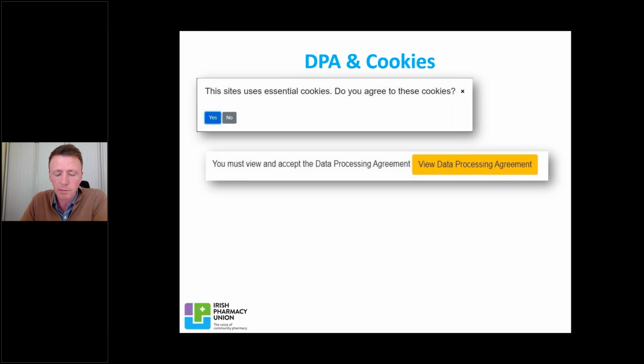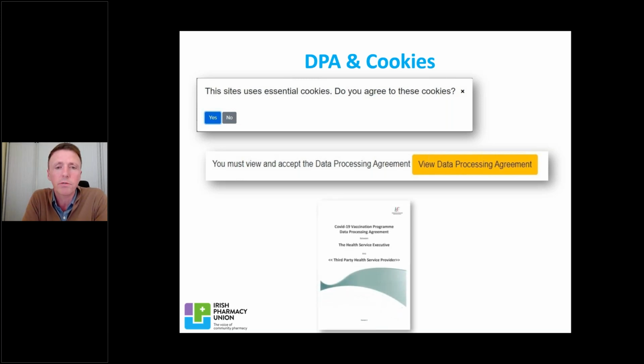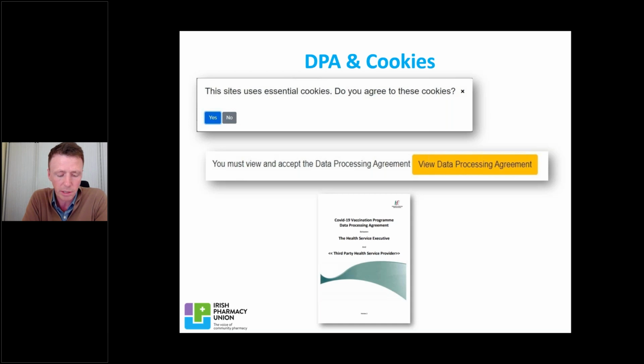Another thing you'll notice, it's actually at the bottom of the screen, at the very first screen when you go to it, is a data processing agreement that you're asked to view and then to agree to. So you're asked to review the data processing agreement, or DPA. Now this is comparable to the terms and conditions that you would have agreed to for HealthMail. It's also probably more similar to the DPA that you have in place with the HSE PCRS for accessing the pharmacy suite. Now, we in the IPU have actually reviewed this agreement, and it's fairly simple and straightforward, and it's very specific to COVID-19 vaccination information. So you'll review that and accept that DPA, and then you can move on to the next stage.